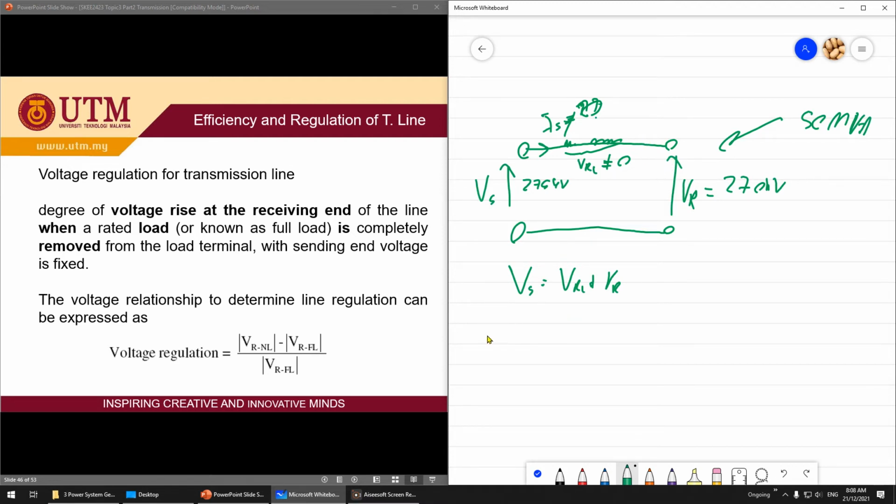And of course the formula for voltage regulation VR: voltage regulation is the voltage at no load at the receiving end, minus, only take the magnitude, don't take the angle, VR at the full load, divided by VR at full load, only magnitude.